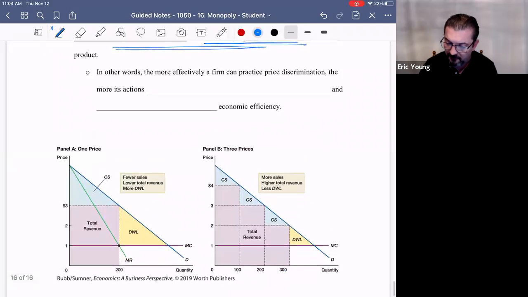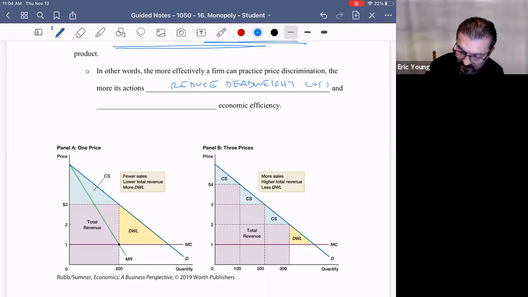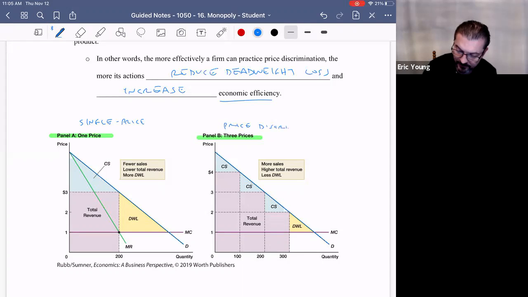In other words, the more effectively a firm can practice price discrimination, the more its actions will, as I just said, reduce dead weight loss and in turn, increase economic efficiency. And as one way to illustrate this, let's wrap up this lecture by looking at a really simple chart. Panel A, panel B. In panel A, we're taking the traditional, what we're going to call single price monopolist. They charge one price. And in panel B, we'll take the price discriminator monopolist, who in this case will charge three prices.